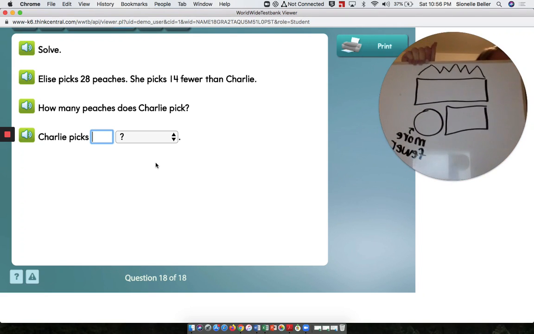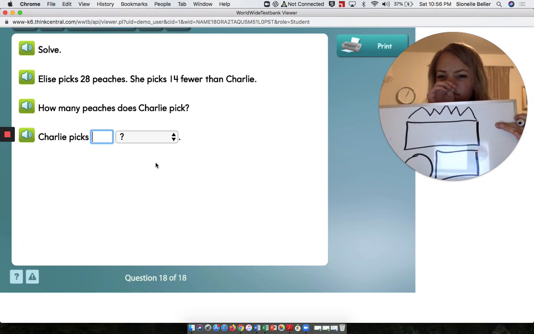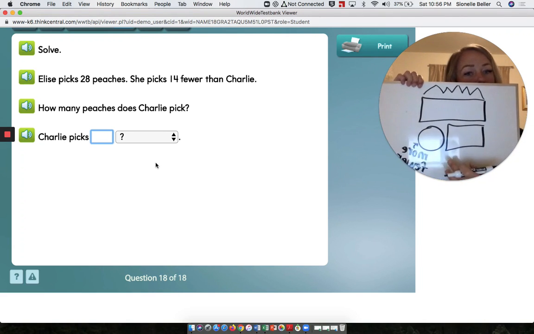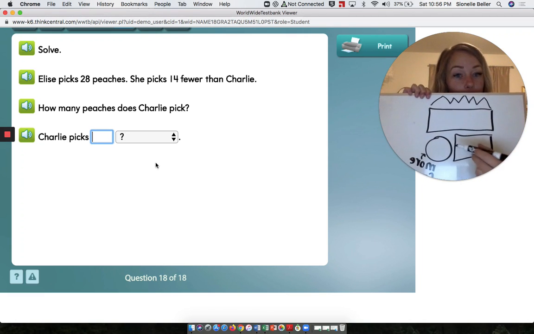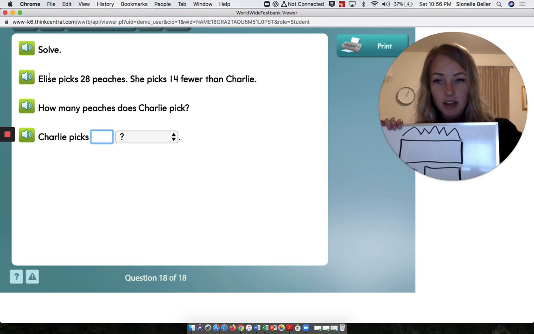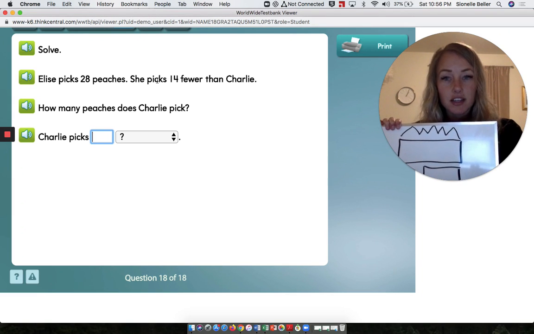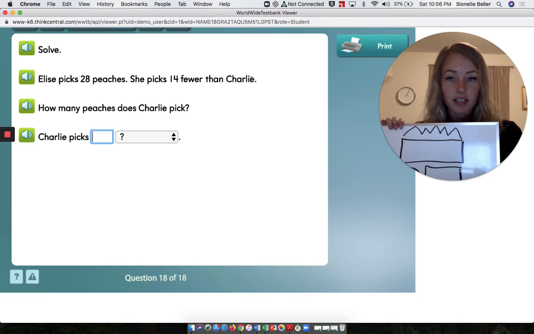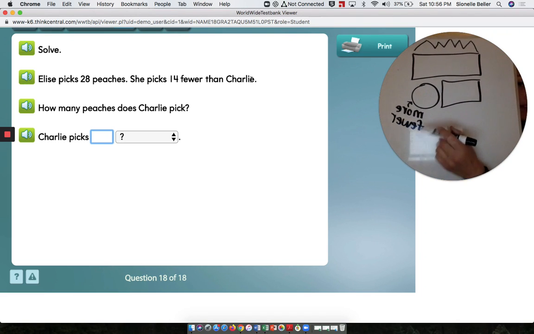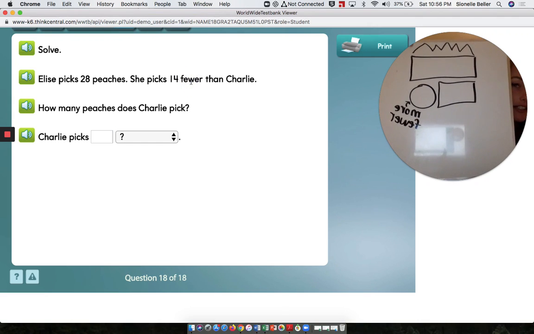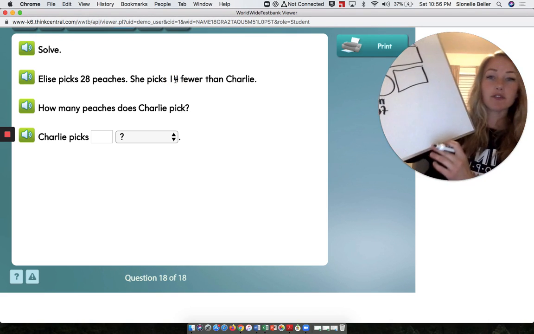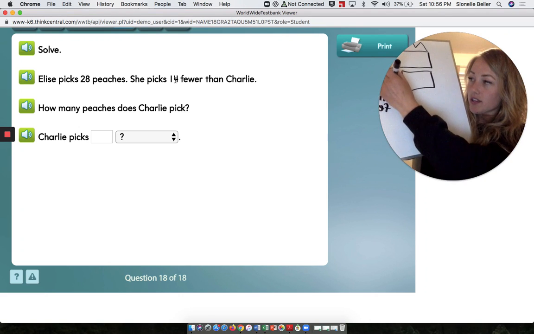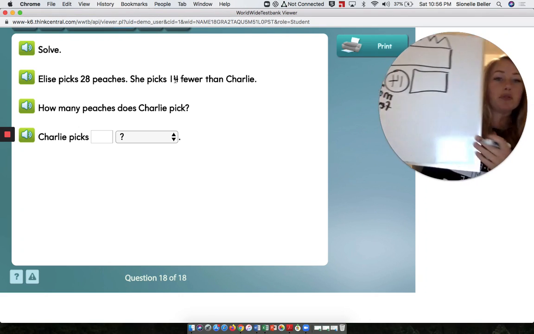Okay, so let's start with the king or the queen. Actually, let's start with this one. This is the easiest because you just look for the word more or fewer in the problem. And if there's a number next to it, you put it in the circle. Okay, here's the problem. Elise picks 28 peaches. She picks 14 fewer than Charlie. Do you see the word more or fewer in this problem? It's right here, fewer. Is there a number next to fewer? Yes, the number 14. 14 is the difference between Elise and Charlie. So the number 14 was next to the word fewer, so we're going to put it in the circle.